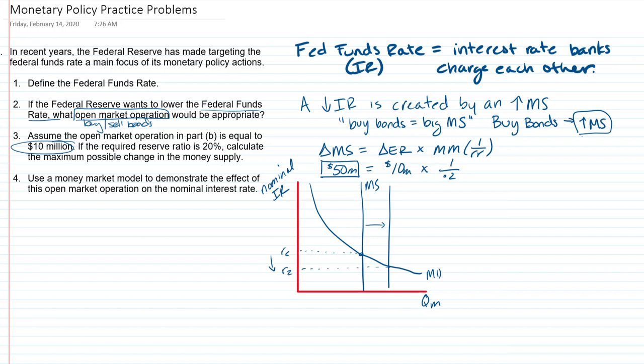So we see that the increase by buying bonds did in fact lead to an increase in the money supply and then a decrease in the federal funds rate, right? So we can say one more time that the increase in the money supply leads to a decrease in the nominal interest rate, aka the federal funds rate.